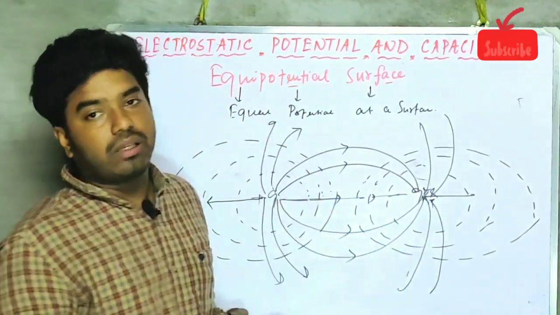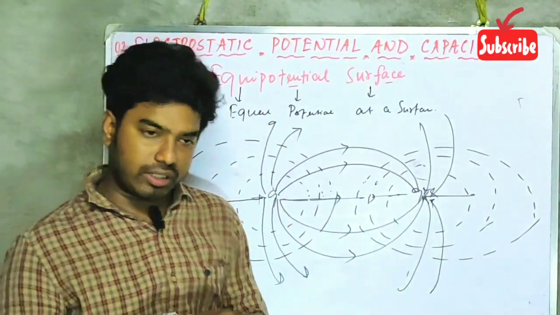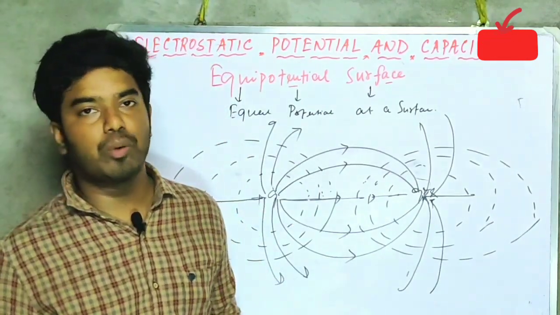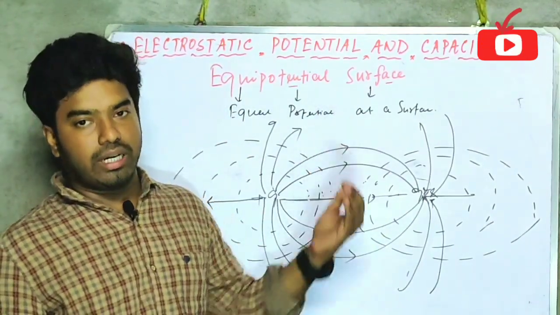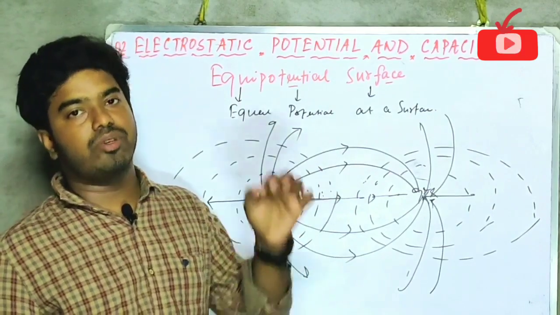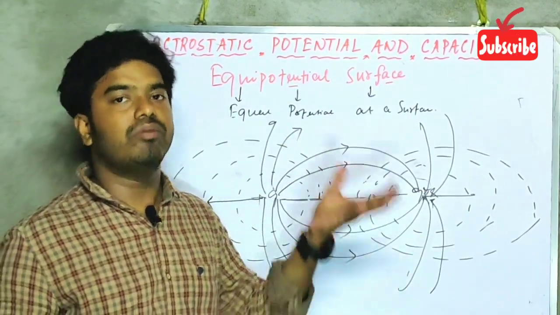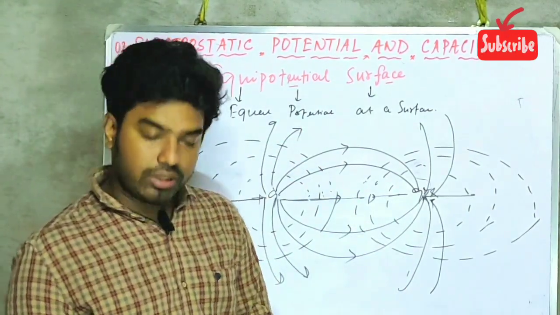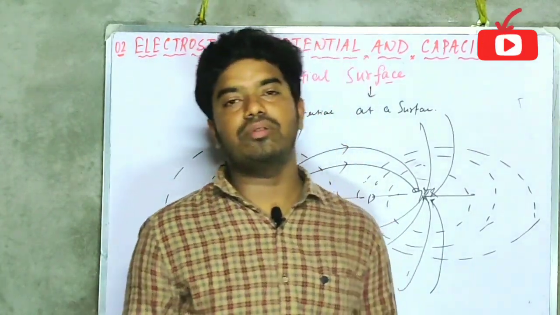So what did we learn in this class? At first we learned the equipotential surface definition, then equipotential surface properties, then the diagrams: equipotential surfaces for a positive point charge, for a uniform electric field, and for a dipole. Clear? So this is all about today's class. Stay tuned and thank you.